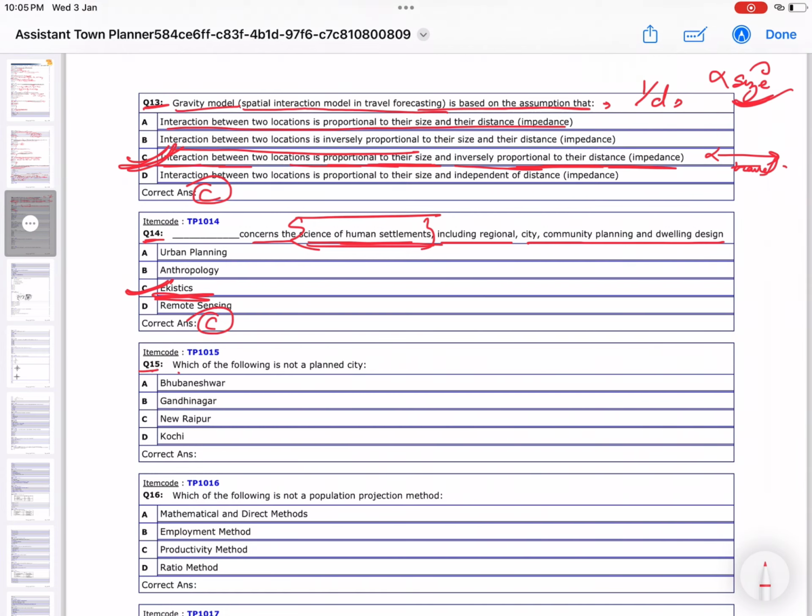Question number 15. Which one of the following is not a planned city? Bhubaneswar is planned by Otto Königsberger. Gandhinagar is planned by H.K. Mewada. New Raipur by the Municipal Corporation. But Kochi is not a planned city.